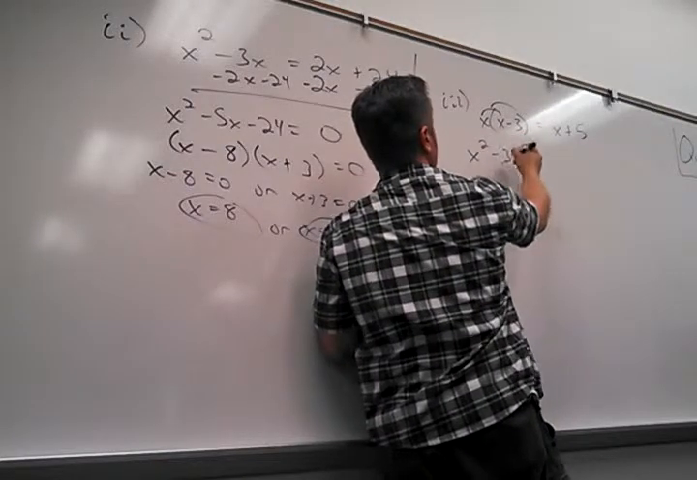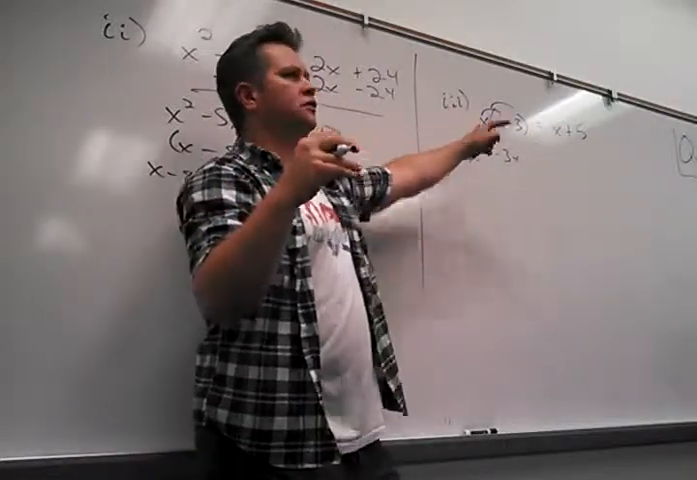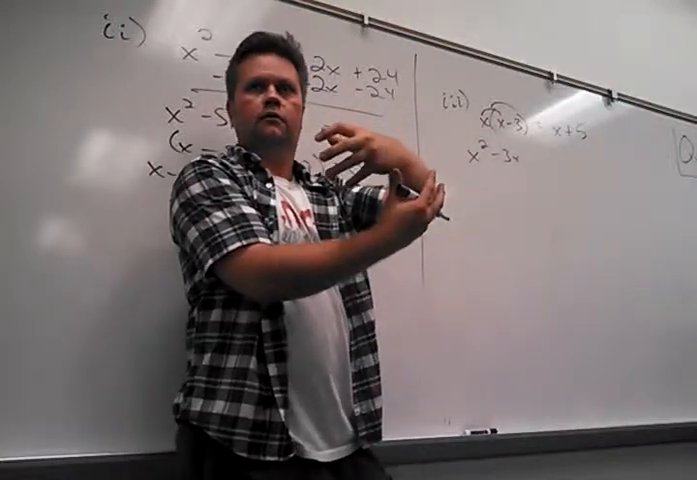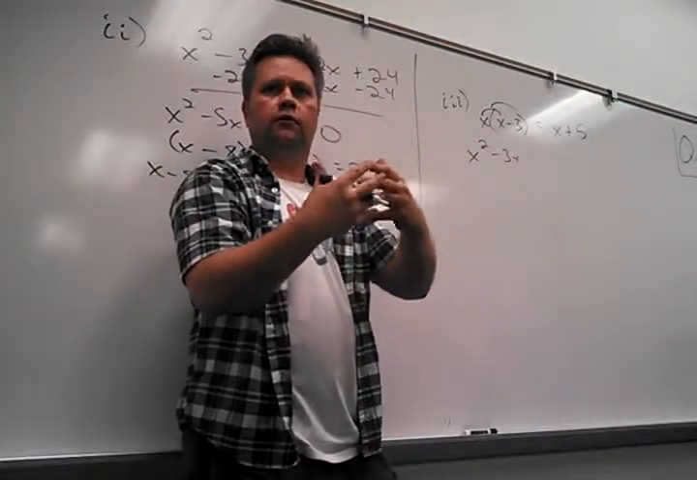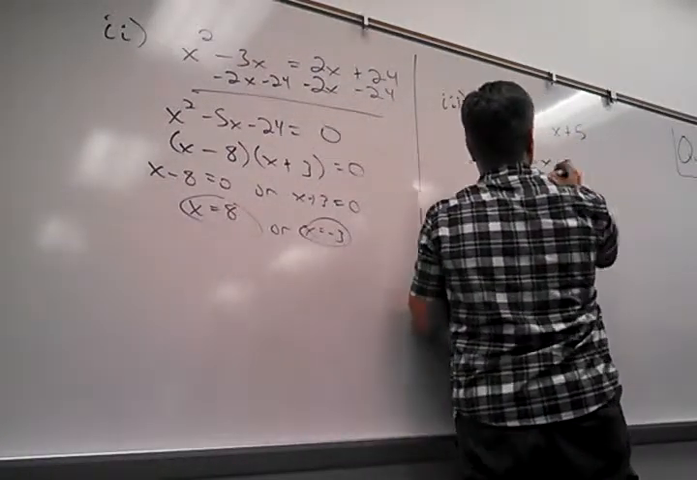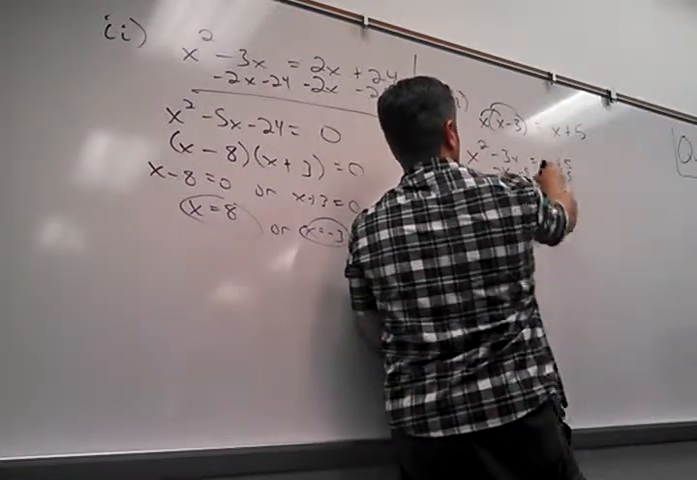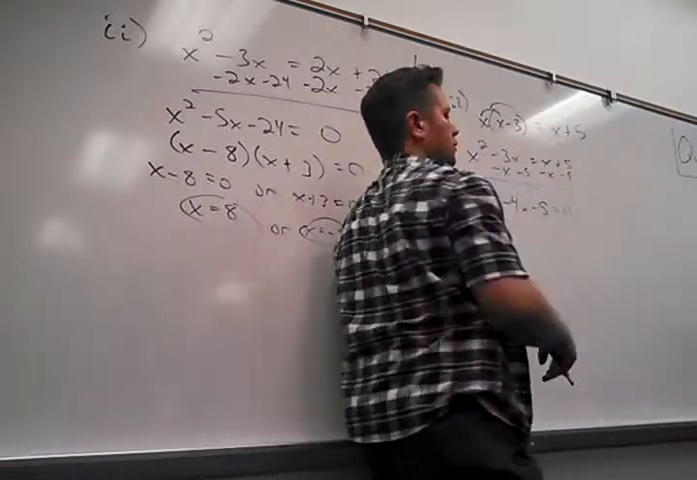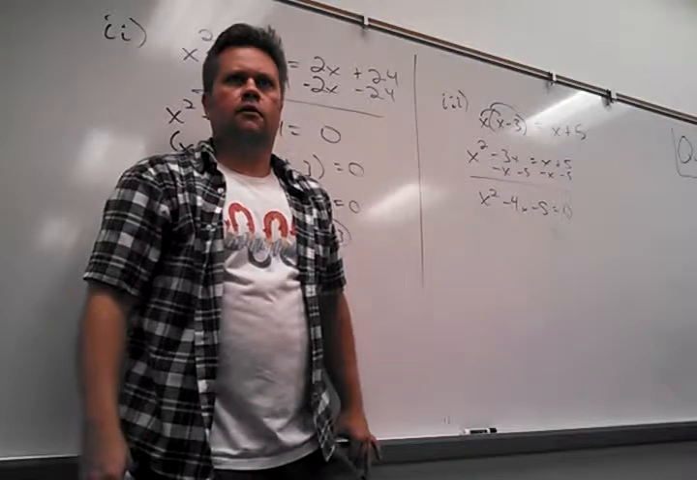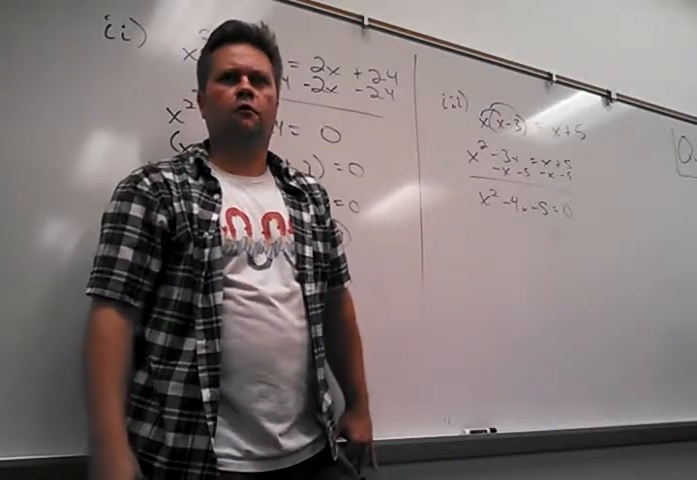X squared minus 3x. So I have to work backwards a little bit. The whole point is to factor stuff. But when it doesn't equal 0, I've got to unfactor. I've got to multiply it back out and bring this stuff over. They factored it too early, so I've got to undo what they did. Equals x plus 5. Now move this stuff over. X squared minus 4x minus 5 equals 0. And thankfully that thing will factor.